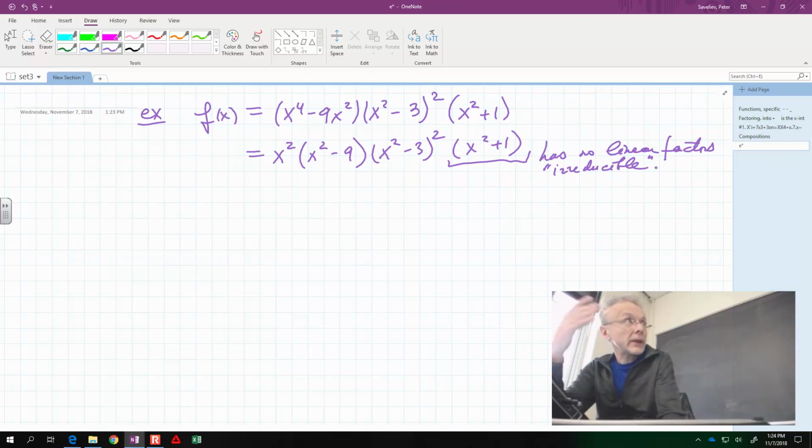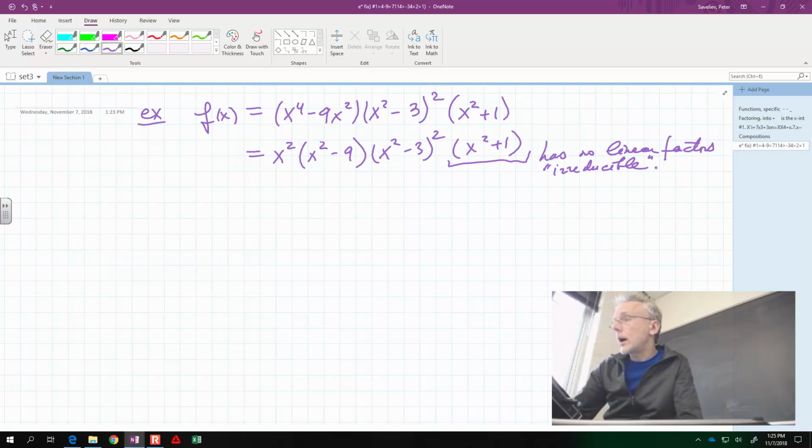Remember, every linear factor will give you a solution. It will give you an x-intercept. So if you know that there are no solutions, then there cannot be factors. So x squared plus 1 is it. We cannot do anything with it. The rest of them are okay. So x squared minus 9 actually is x minus 3 times x plus 3. So we can use that.